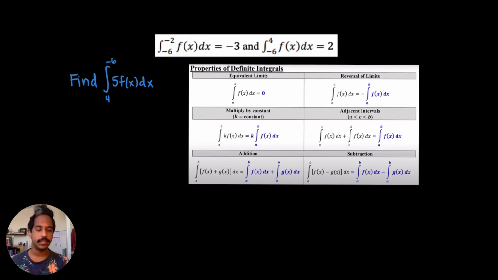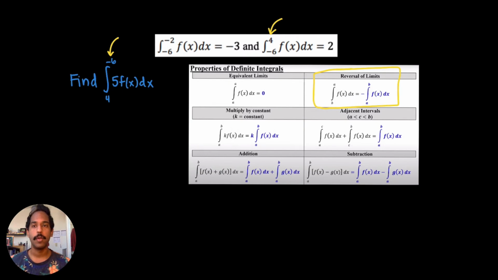Now, I see something in common. I see that one of these integrals, and I'll point it out here, this one has bounds of negative 6 and 4, and this one has bounds of 4 and negative 6. I see that they're flipped. We can remember the reversal of limits rule tells us that if we have one integral with certain bounds, if we flip the bounds, then we get a negative version of the integral, because instead of going to the right, we're going to the left, we're going backwards.